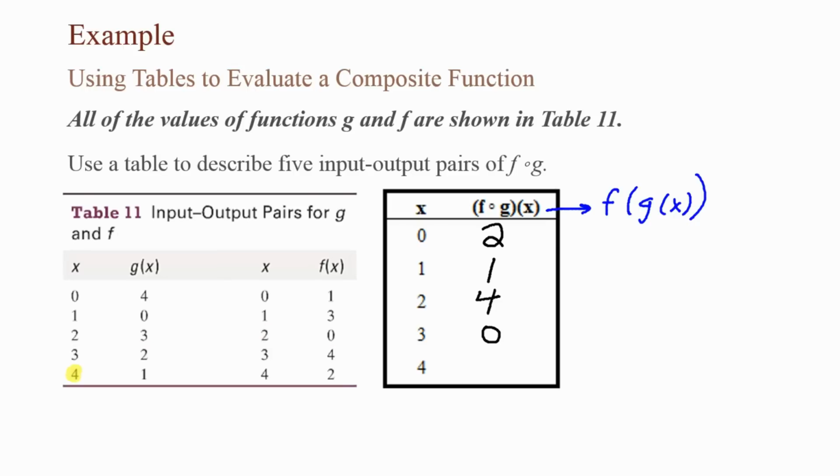If my input is 4, the output for g of x is 1. Then I find 1 under my x. That becomes the input for my f of x, which gives me an output of 3. So if 4 is my input into my f of g of x equation, then my output is 3.